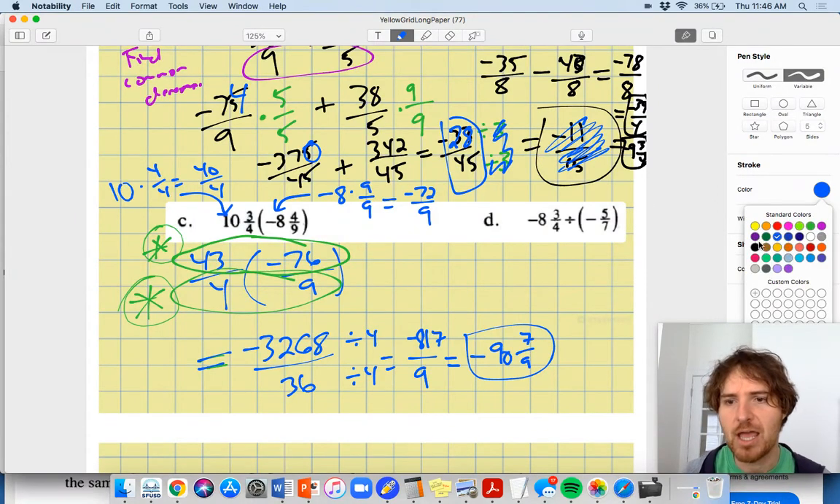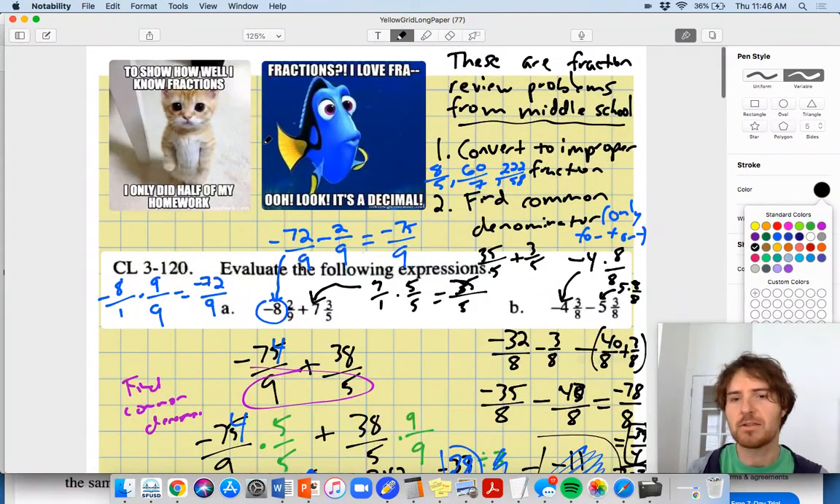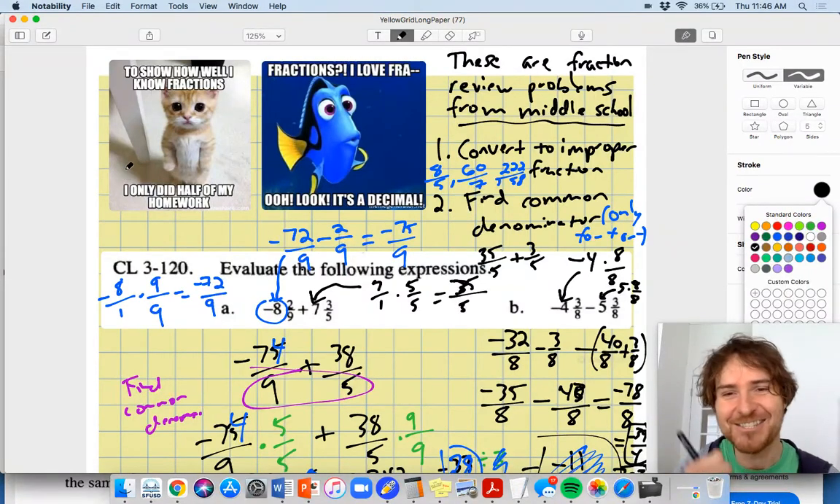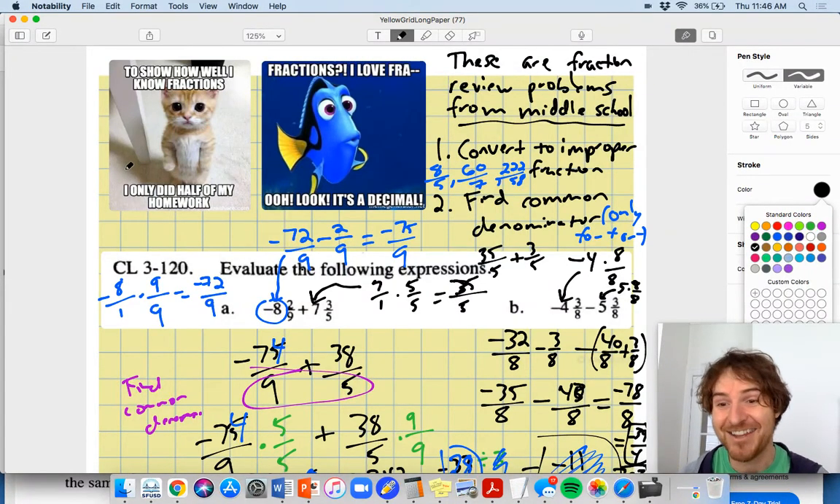Fractions. You like this? Hey, we didn't even talk about the memes so far yet. Show how well I know fractions. I only did half my homework. That's the spirit. Half, get it? Half is a fraction. Yes, it is. So anyways, we don't like fraction word problems like that.